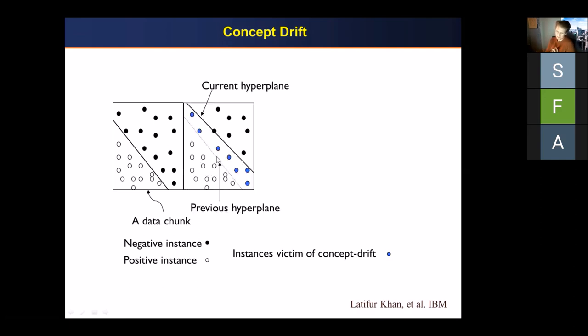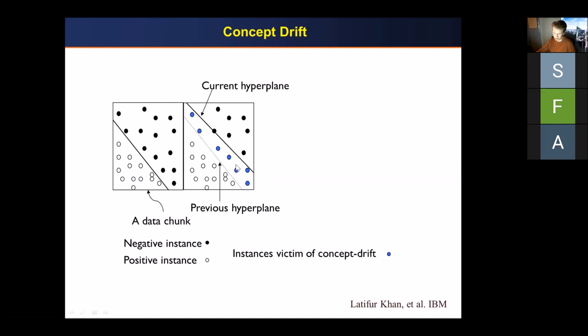it could be a piece of spam or a hack or something. Thieves get more inventive, right? They're going to be closer to what is considered to be legal. So they're going to make their spam closer to the legal, and so you need to move your classification hyperplane to catch those, right?